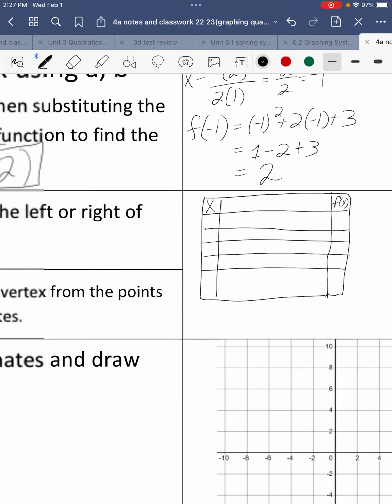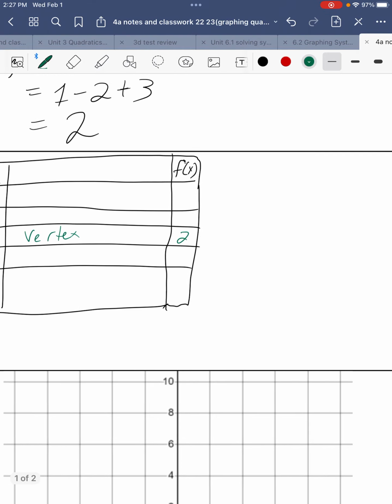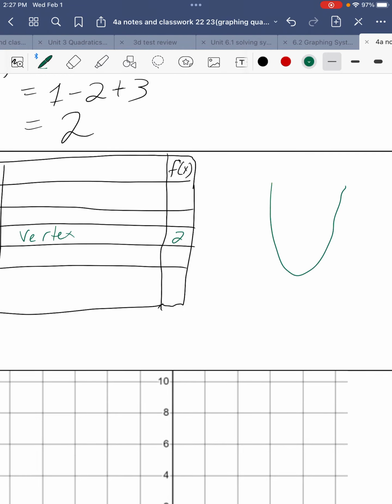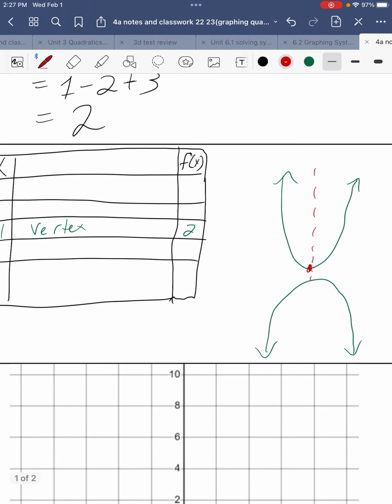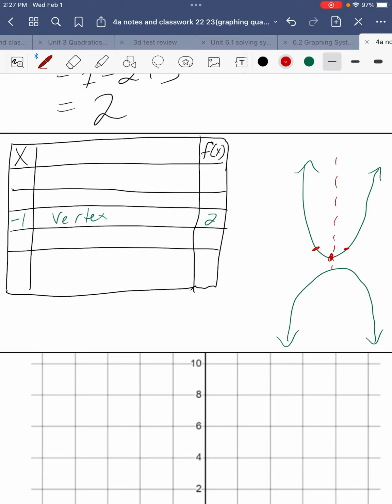Anyways, our vertex is at negative 1, 2. So I'm going to put that right in the middle. Negative 1, 2, this is the vertex. Quadratics are always U-shaped or upside-down U's, but they are symmetrical about the vertex. So the vertex left and right are the same. If I go the same distance left of the vertex and the same distance right, our y values are always going to be the same.